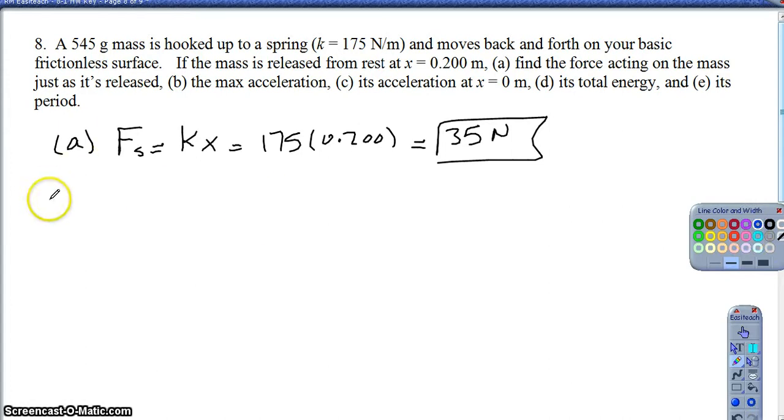Part B, what is the maximum acceleration? Now again, the key concept here is where does the maximum acceleration happen? The maximum acceleration would happen at that point we just found, right? It would happen at the amplitude, so right when it's first released.